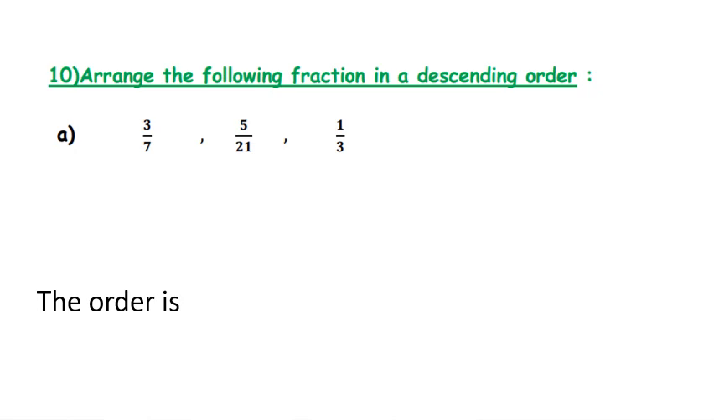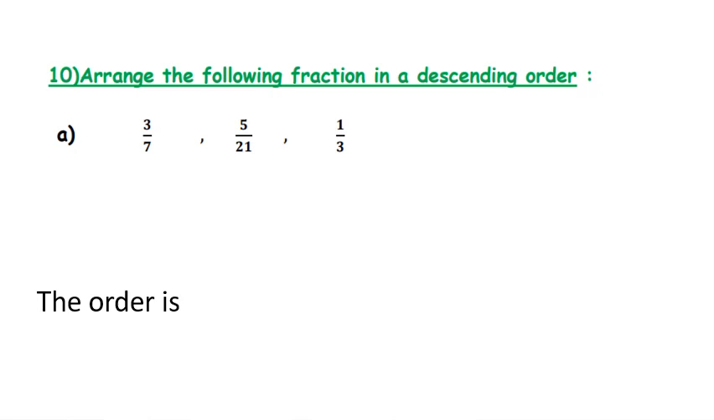Ask: can 7 become 21? Yes, if I multiply 7 by 3, it's okay. Can 3 become 21? Yes, if I multiply 3 by 7. That means I will choose 21 to be the same denominator for all of them.